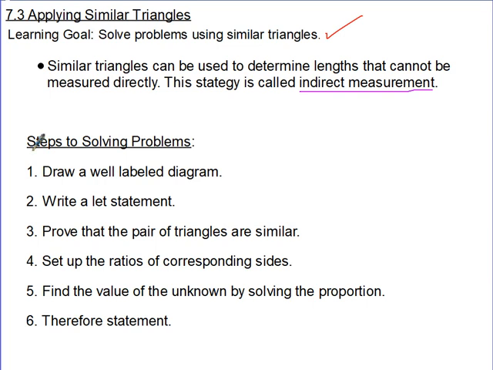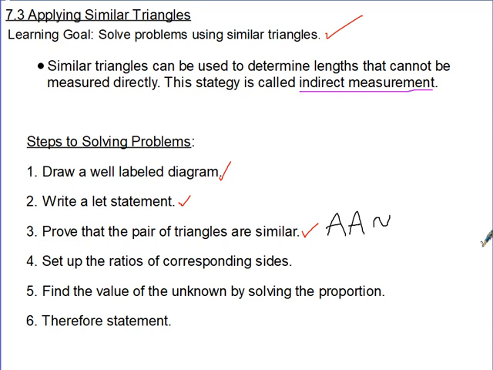Now, when we're solving these types of problems, if you're the person who likes to follow the steps, these are the steps for you. The first step is to draw a well-labeled diagram. Sometimes a diagram might be there, in which case you might have to label it, which is important. Then a let statement to represent your variable, of course. Prove that the pair of triangles are similar. Most times we do that through angle-angle similarity. That would be using alternate angles or opposite angles and looking for those types of angle patterns within the pair of triangles to prove that they're similar.